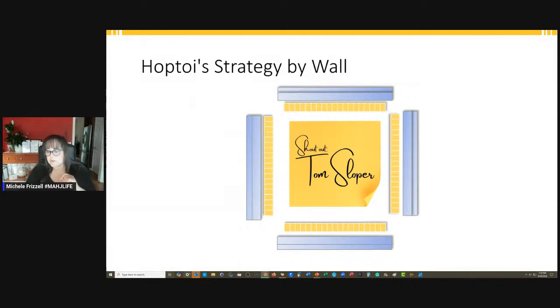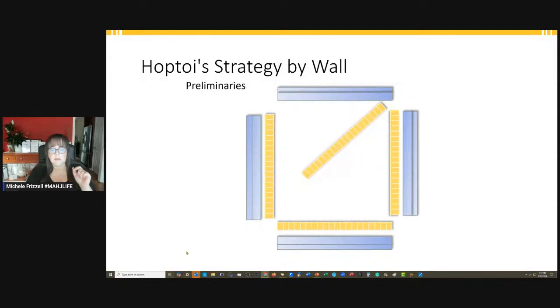Here's how it works. When you build the wall, this is the Zen garden of the game. If you don't build the wall, shame on you. You got to build the wall. It's part of the game tradition, and it's the Zen garden of the game.